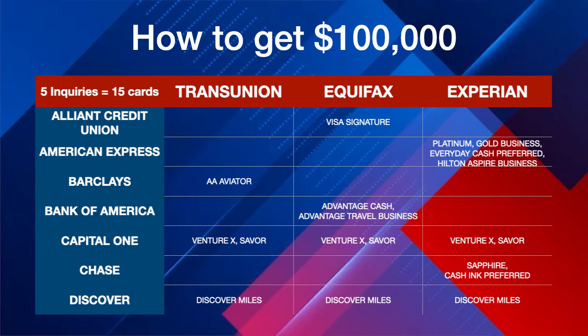All right, and then Chase is typically the one you want to go first with. That one is going to be the Sapphire card and also the Ink Cash Preferred. The Sapphire Reserve is like their top of the line card. Typically the Reserve will give you higher limits, but the Preferred will also give you some pretty good limits. So Chase is typically where you want to go first, and then you can kind of break these up. If you want to just do Experian credit cards first, you can do that, and then move over to Equifax cards, and lastly the TransUnion cards. But Capital One will be last.